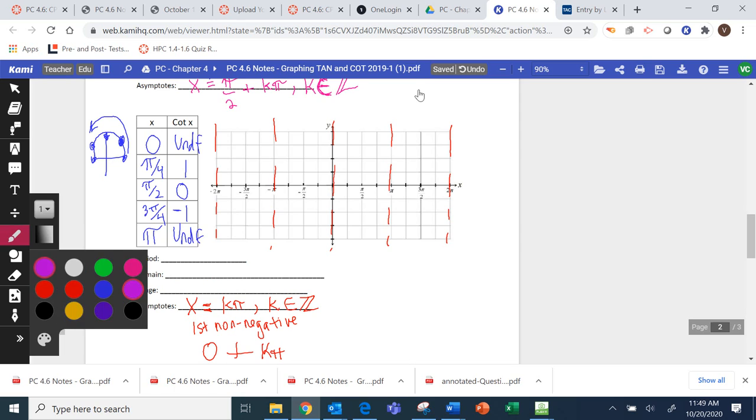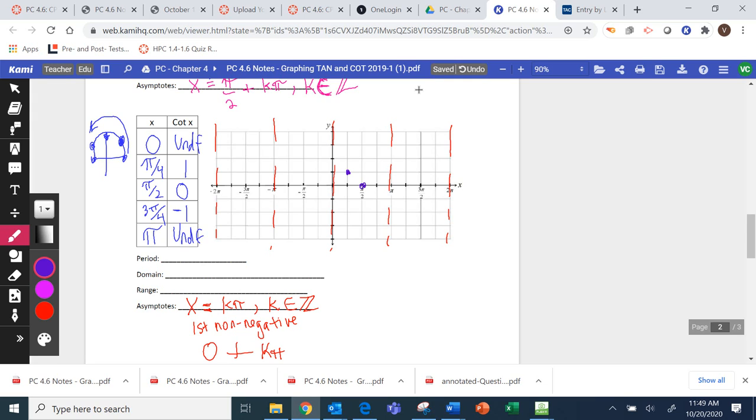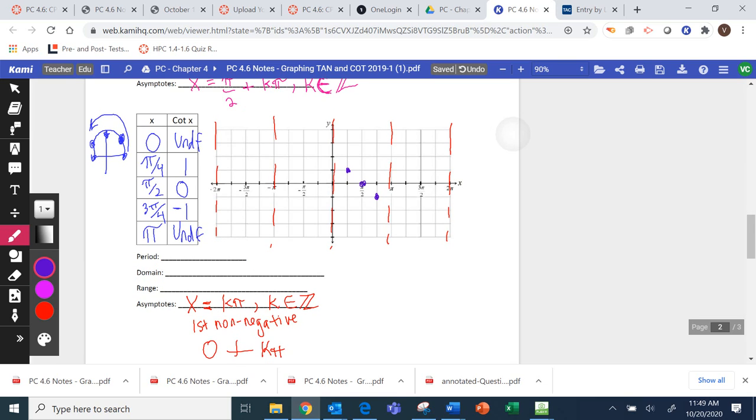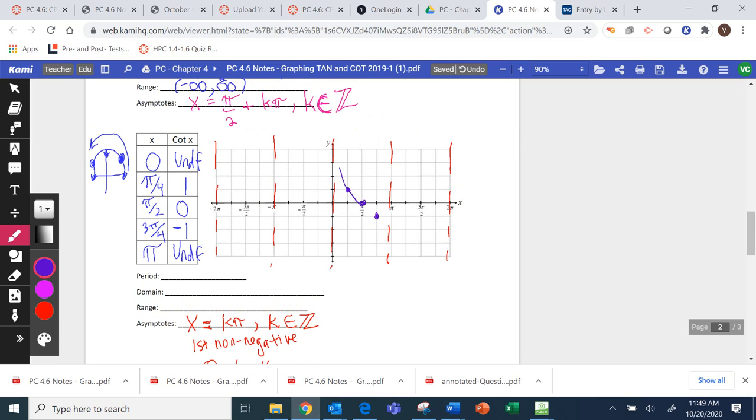All right, and then we graph it. Let's see, we've got pi over 4 is 1. What did I do wrong? I did something wrong. Oh, yeah, that's what it was. I'm used to the other graphs. Thank you, Chris. Pi over 2 is 0, and then 3 pi over 4 is -1. This does have the same kind of concavity like tangent did, but it's the other direction.